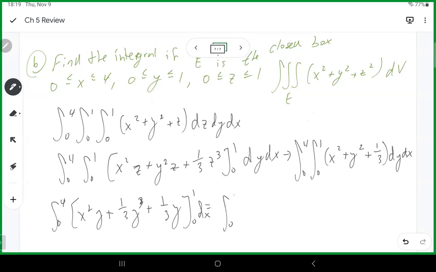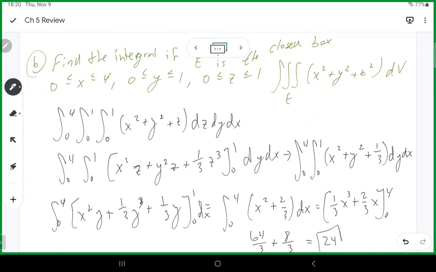So that's going to be 0 to 4 of x squared plus 2/3 dx, which would be 1/3 x cubed plus 2/3 x, 0 to 4. So we would get 64 over 3 plus 8 over 3, which is 24. Right? So that's what you would want to put in your answer.